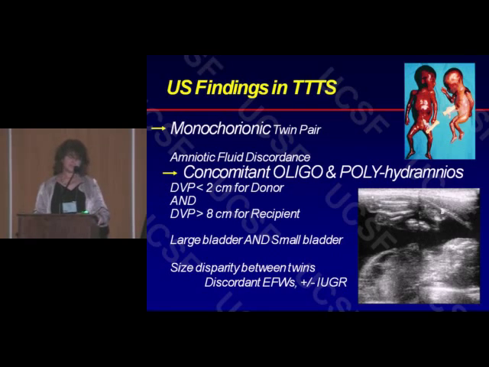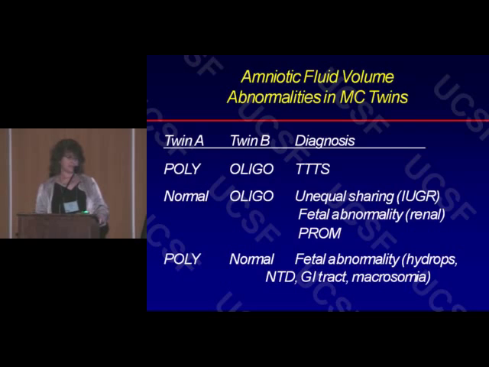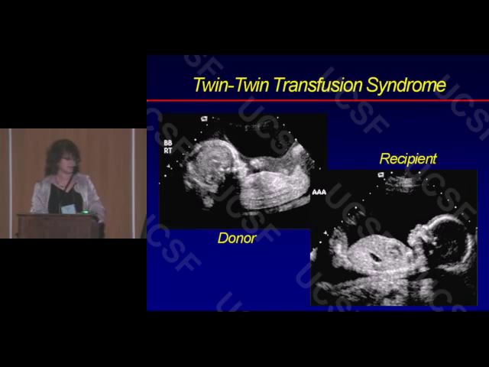We'll look for different sizes in bladders, as you'd expect, and different sizes in discordant weights. Those aren't necessary to make the diagnosis. It's the observation of concomitant oligo and poly in a monochorionic twin pair that yields the diagnosis of twin-twin transfusion. And this slide is meant to remind you that you might have oligo in one and normal, or poly in one and normal, and those have potential differential diagnoses, but those are not the same as twin-twin transfusion syndrome.